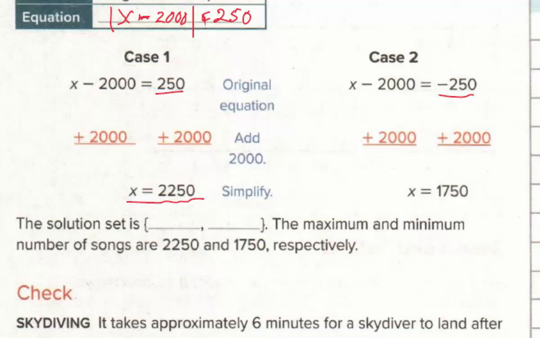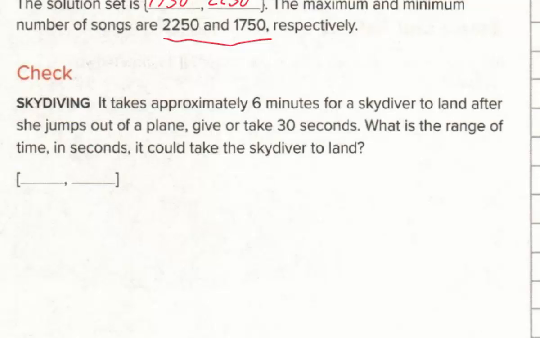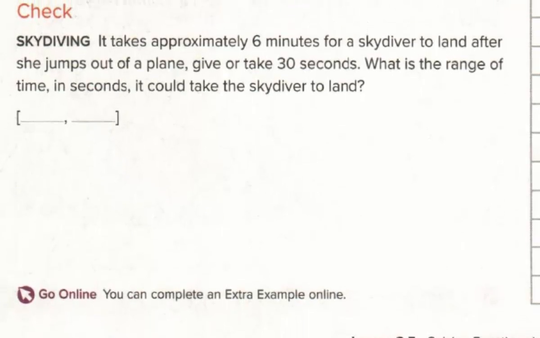Now on the right-hand side, we're adding 2,000 again, but we're adding it to this negative. So this is the under. So we have over 250 and under 250 from the expected value. And we end up with 1,750 songs. The solution set, remember, from small to big, is going to be 1,750 to 2,250. The maximum and minimum number of songs are, and of course they wrote those same numbers right there. Go ahead and pause the video and see if you can do the check here.